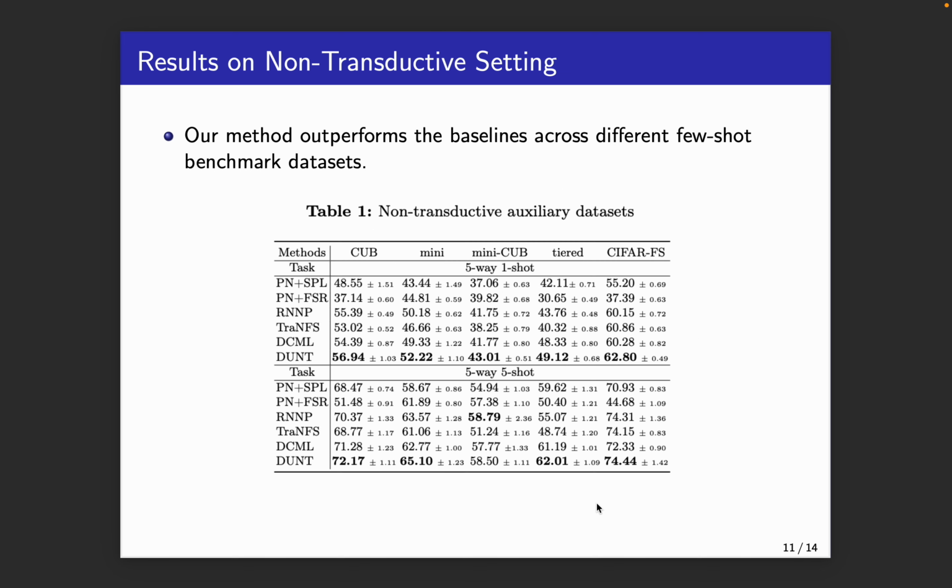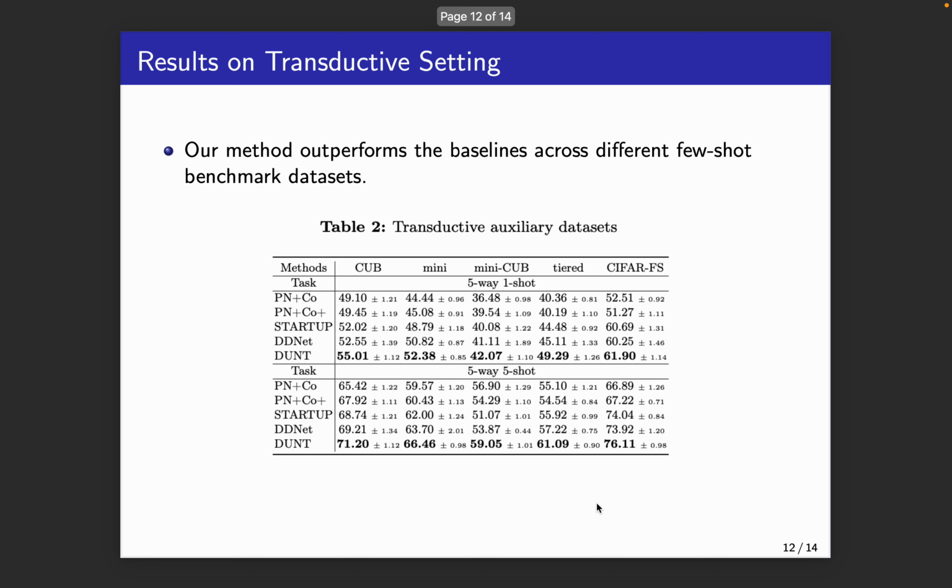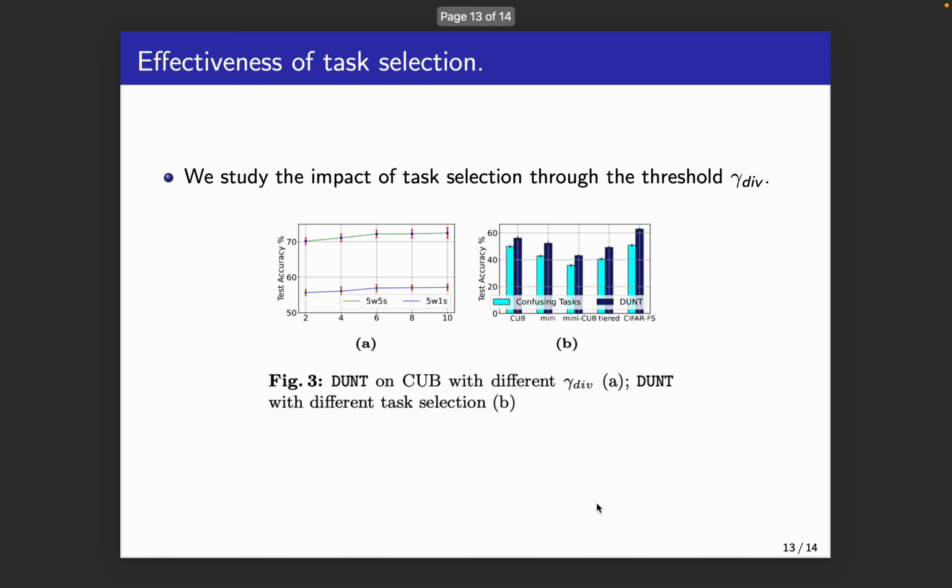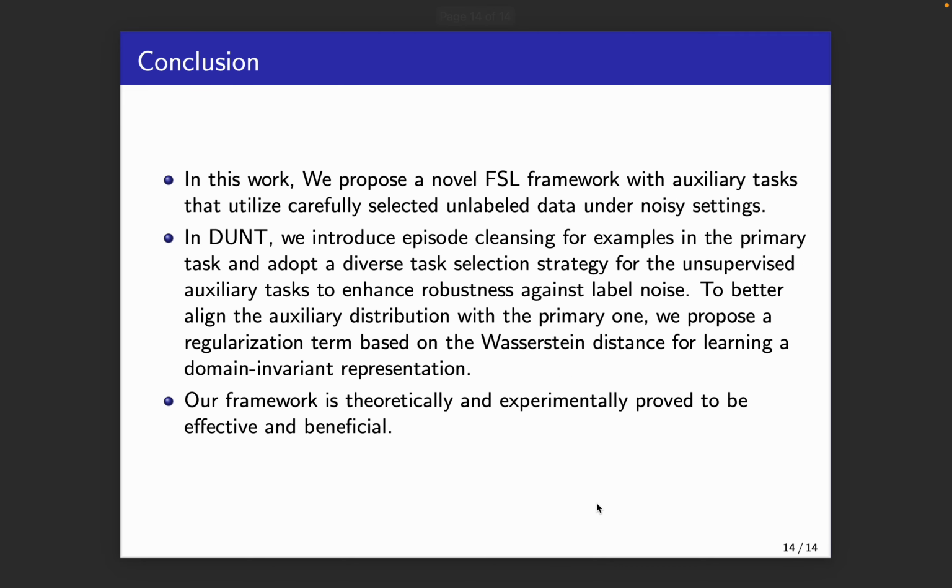Tables 1 and 2 show that our method outperforms the baseline across different few-shot benchmark datasets under non-transductive and transductive settings. We also study the impact of the task selection through threshold gamma. In conclusion, we propose a novel few-shot learning framework with auxiliary tasks that utilizes carefully selected unlabeled data under noisy settings. Our framework is theoretically and empirically proved to be effective and beneficial.